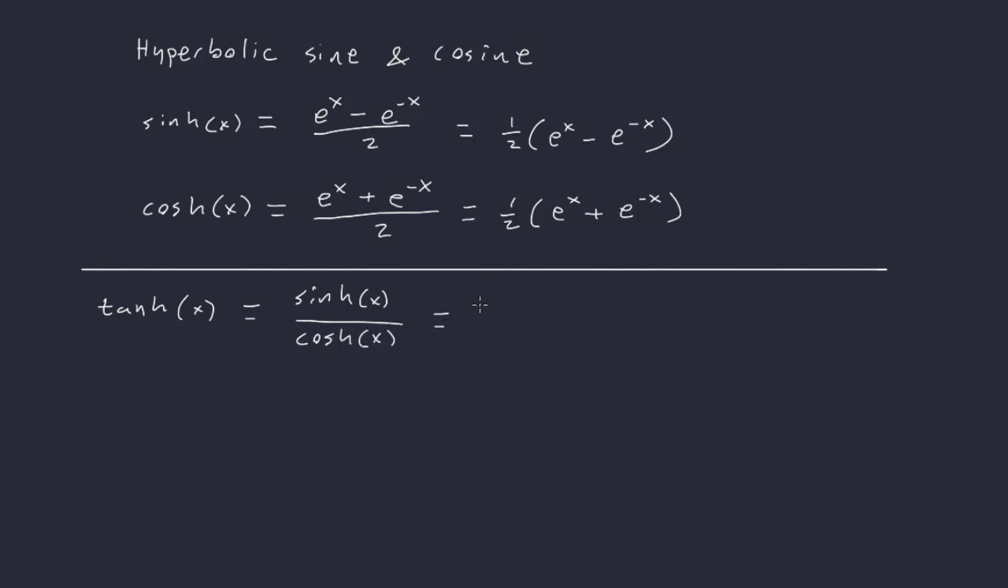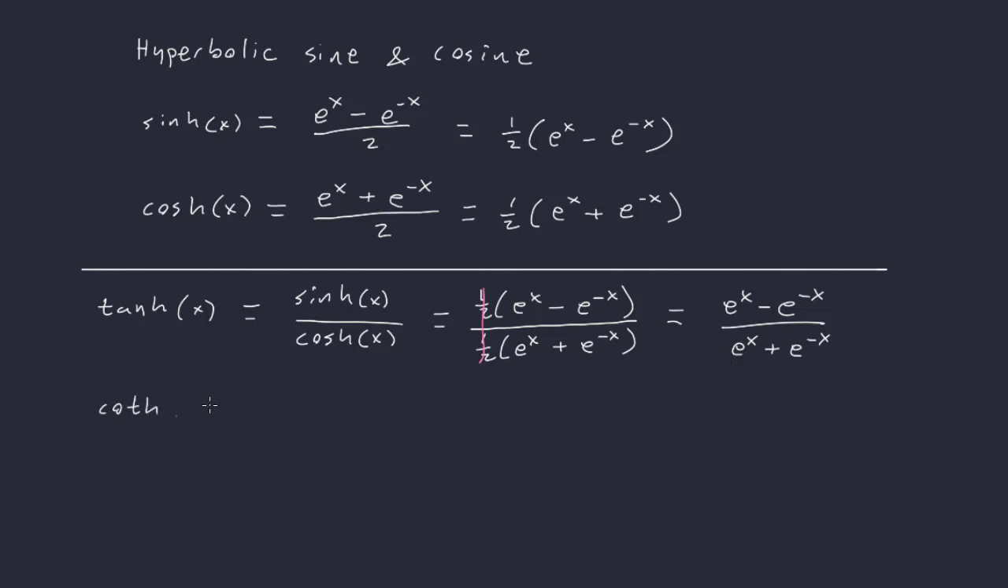Okay, which comes out to be, and this is why I like this more simplified form, 1/2 times e to the x minus e to the negative x all over 1/2 times e to the x plus e to the negative x. Okay, the 1/2s cancel, and we're left with just e to the x minus e to the negative x all over e to the x plus e to the negative x. Okay, so that's our hyperbolic tangent.